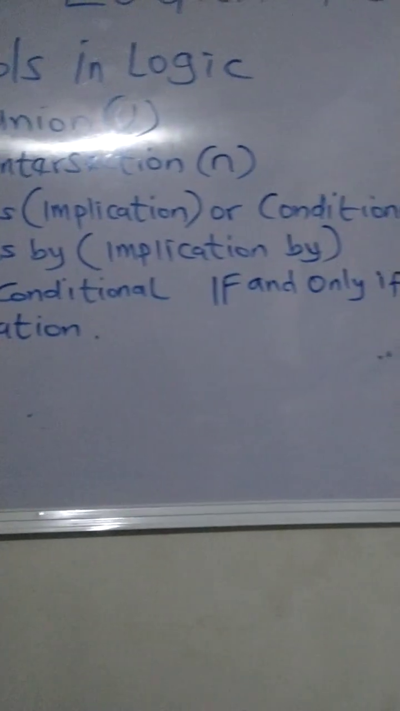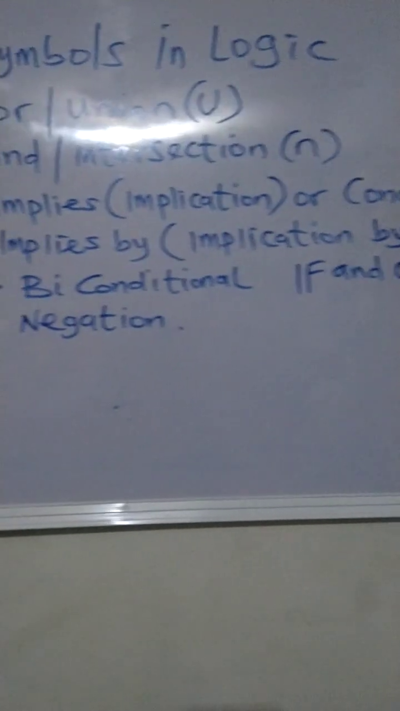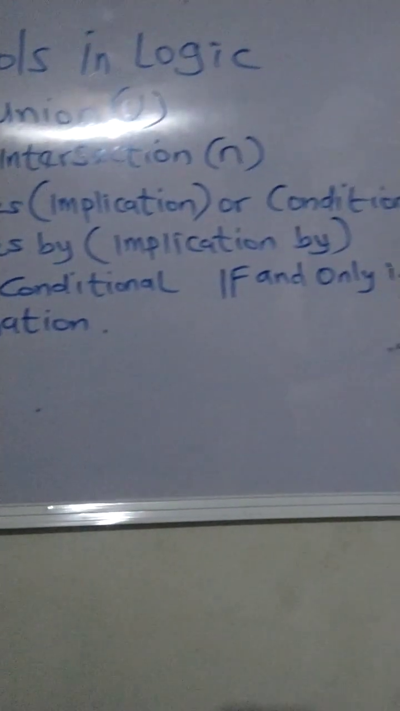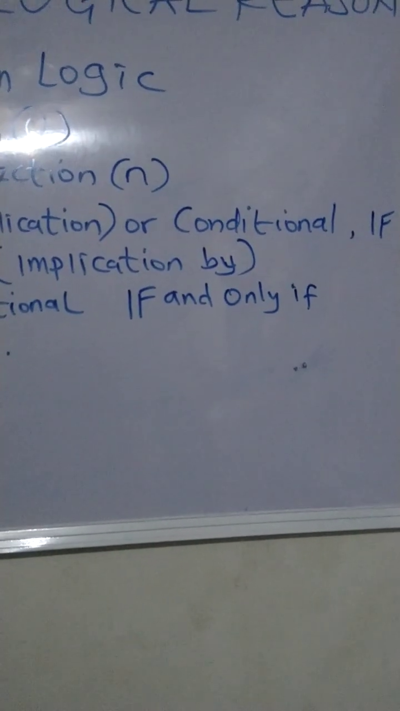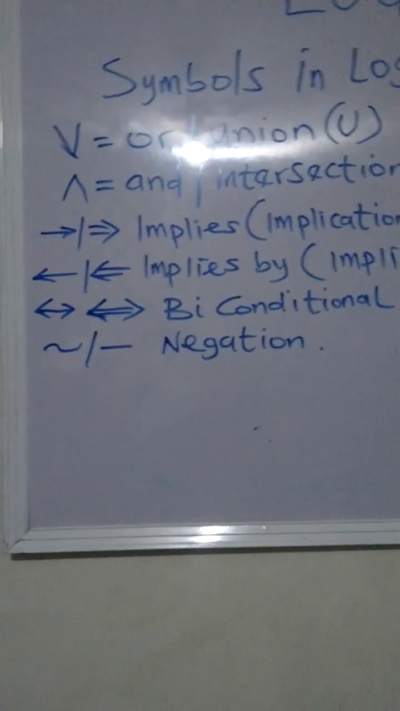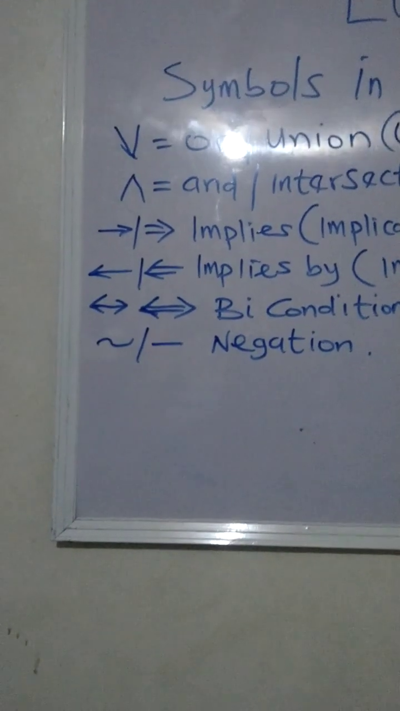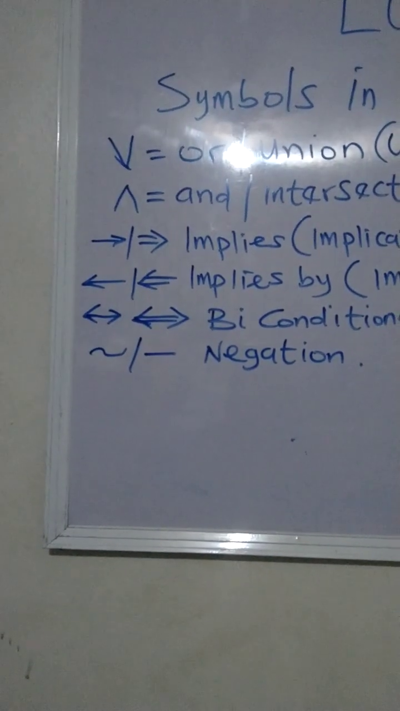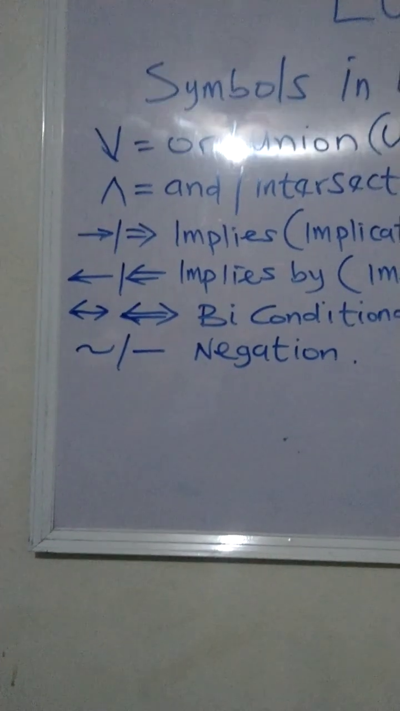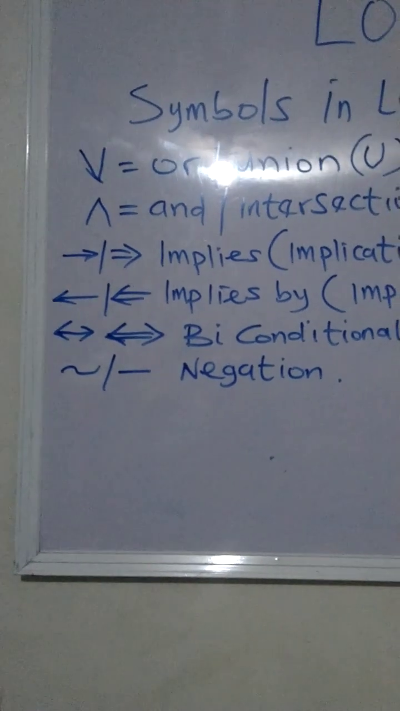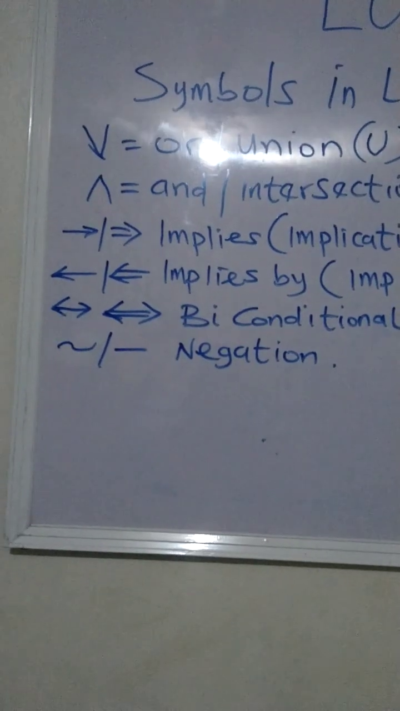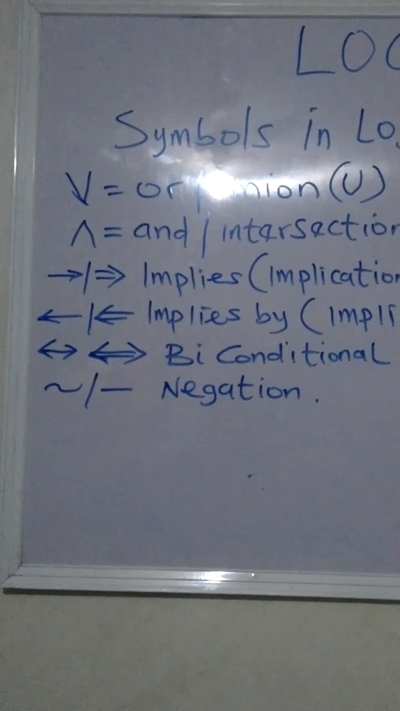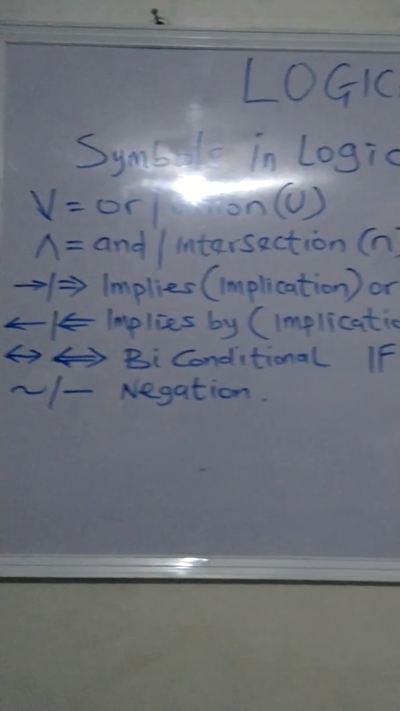Biconditional. And you can also call it if and only if. There are some statements that will be given. When you see if and only if, you should know that that is a biconditional statement, and that is the symbol. And the last one is negation. The sign is like a minus that is curved, and you can also see it as a minus. So anytime you see a minus or a curved minus, know that that is negation. Negation is like when you are saying negative.